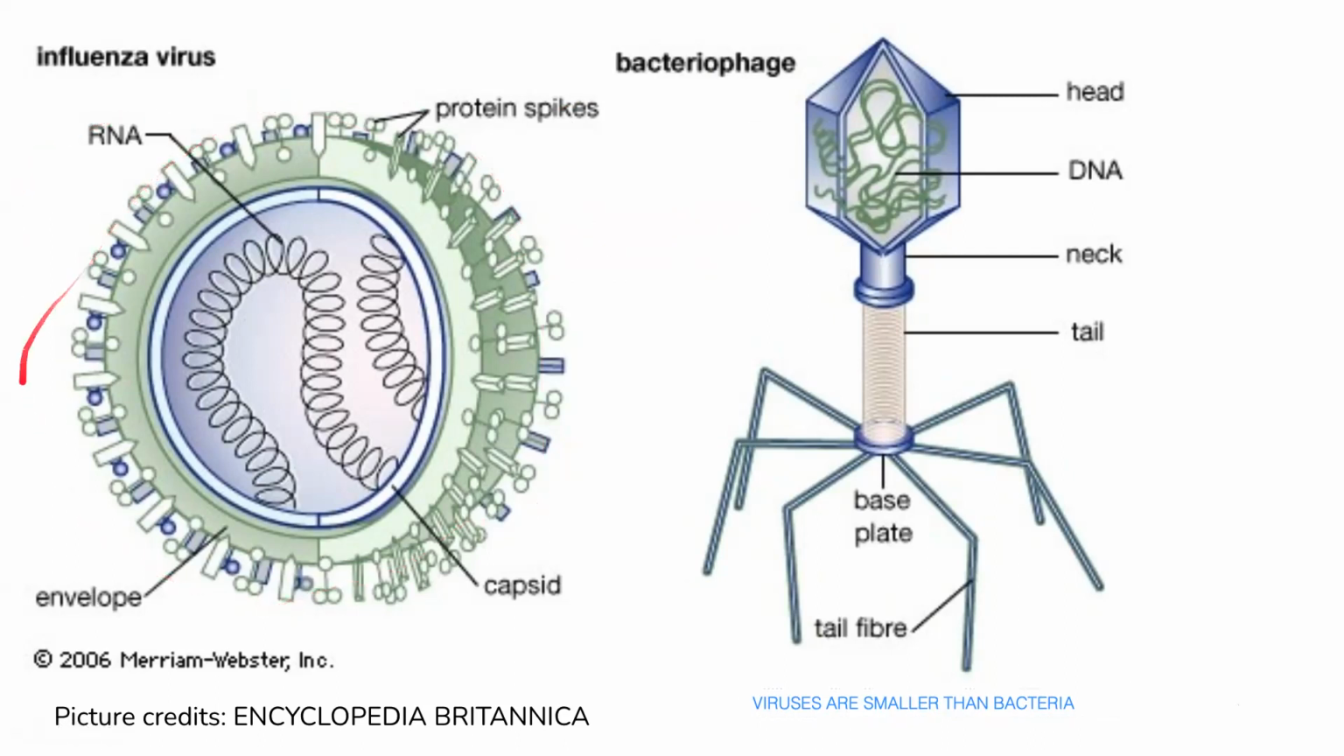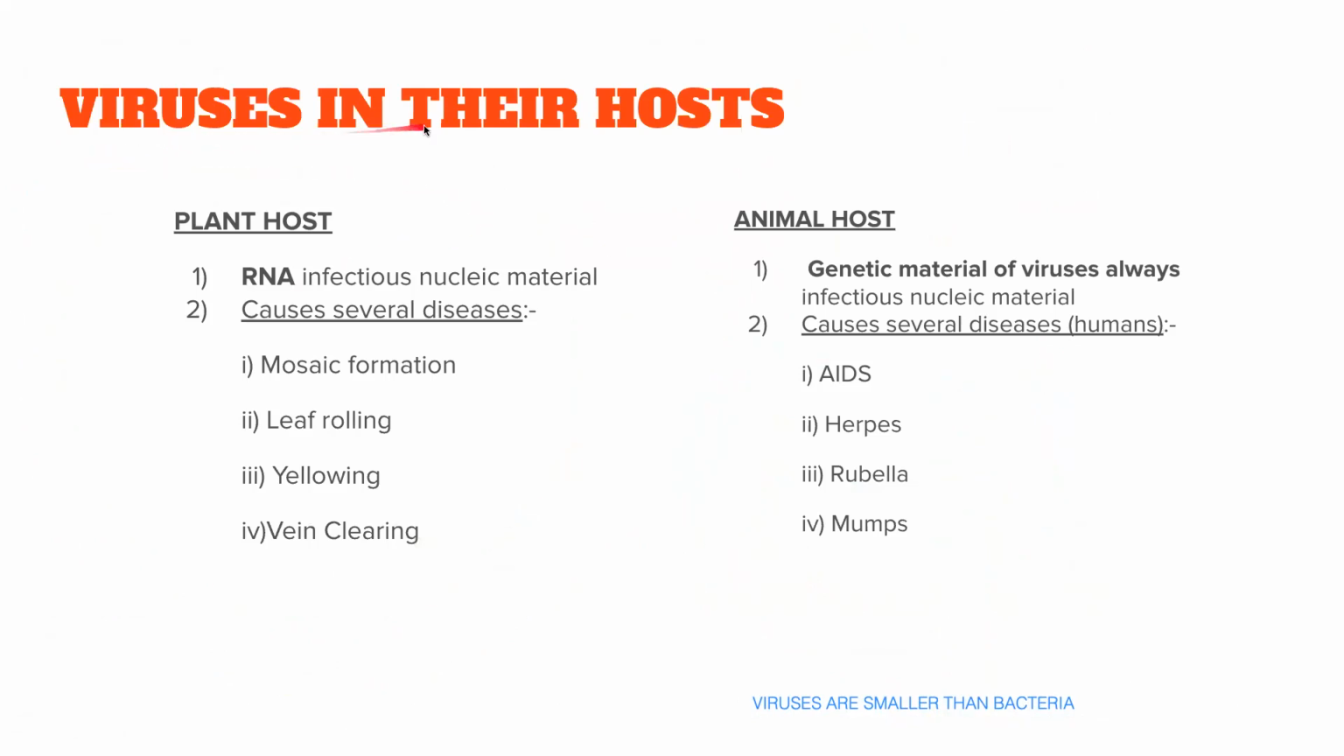So here is your influenza virus and here is your bacteriophage virus. This will only infect bacteria. What this has is double-stranded DNA. An influenza virus has single-stranded RNA. Viruses and their hosts. When the host is a plant, single-stranded RNA is the only infectious nucleic material it has, okay? And it causes several diseases in plants.